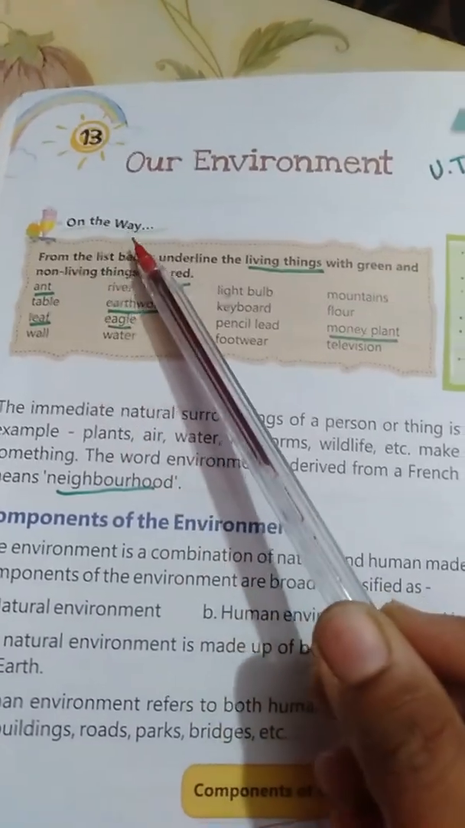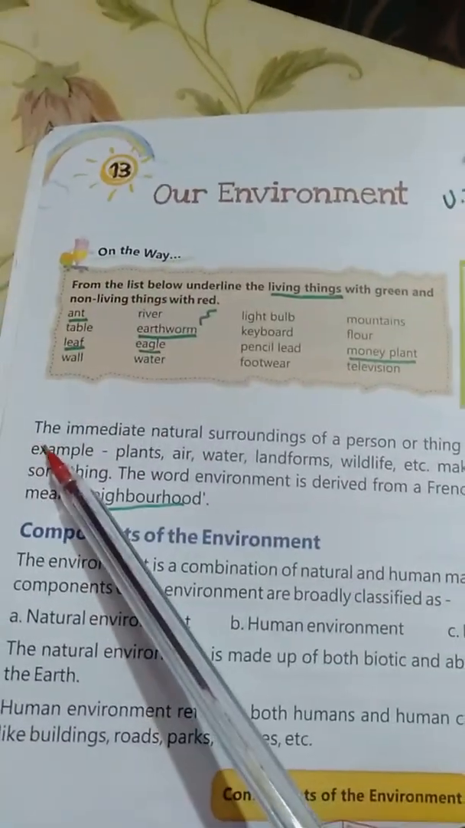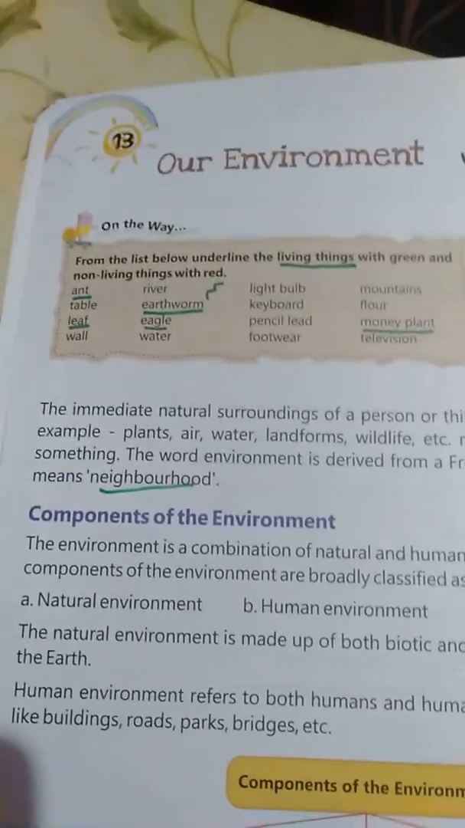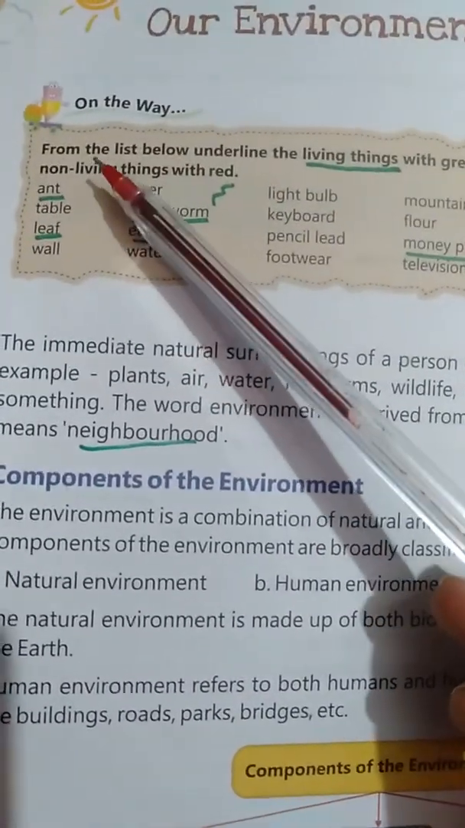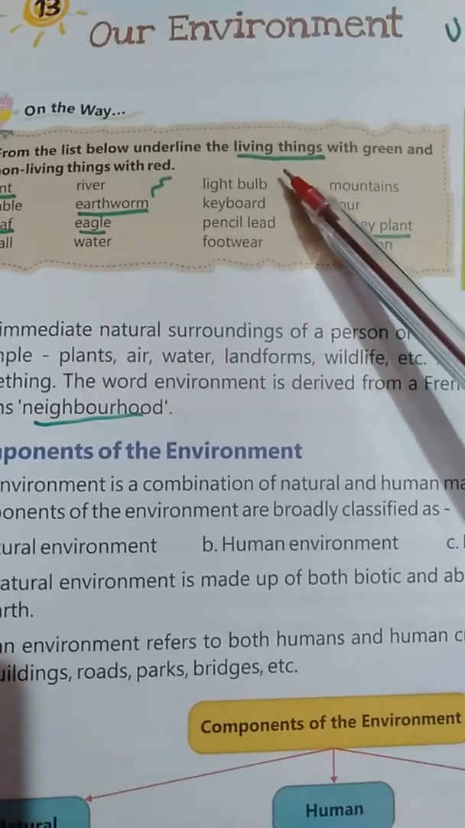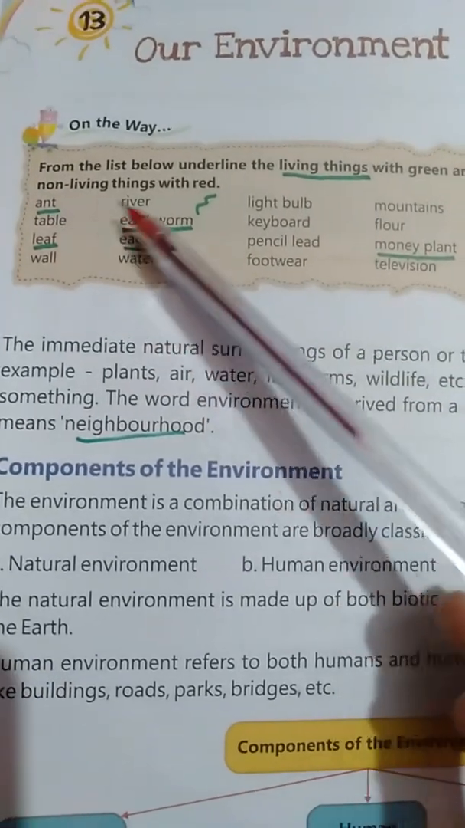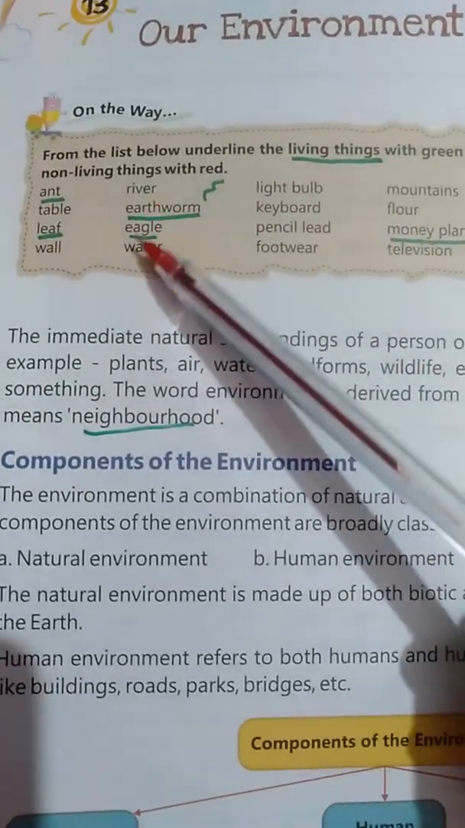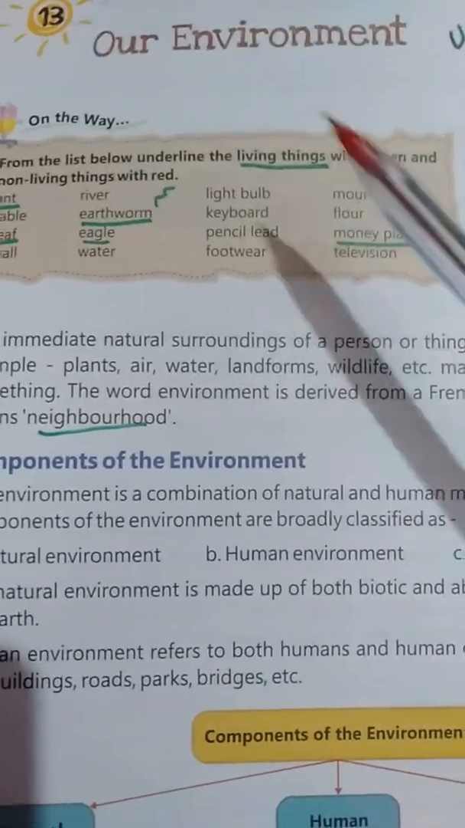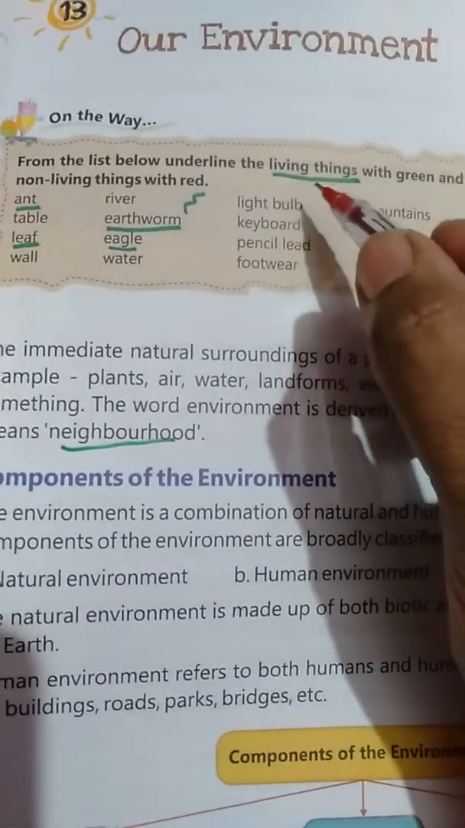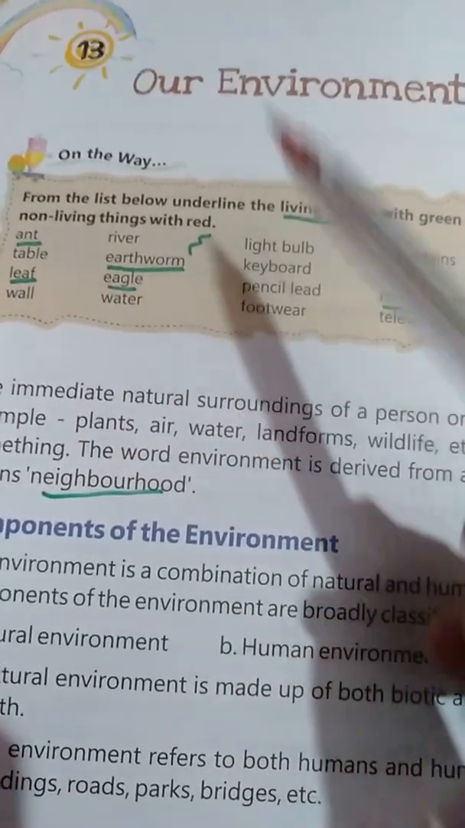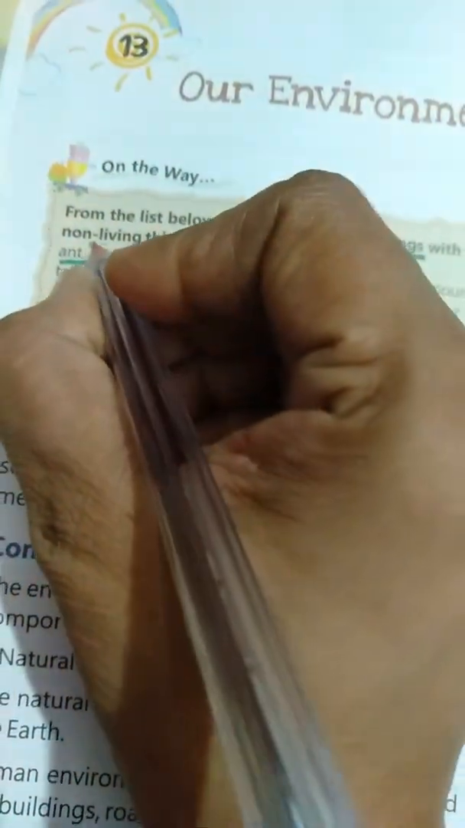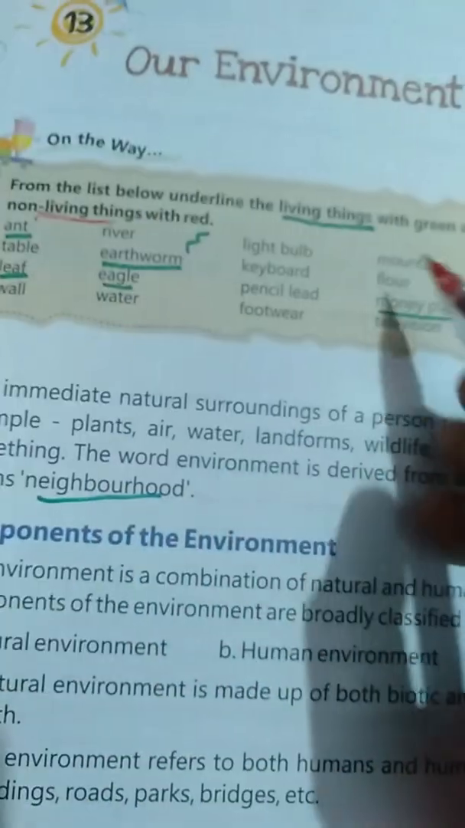So before starting the lesson, again see, they have given "On the way". On the way means before going to the lesson. So here in the brown color box, let's find out. From the list below, underline the living things with green and non-living things with red. So green I've already done. You people can also write it like this: the living things with the green color and the non-living things with the red color. So you can use green and red color to differentiate.